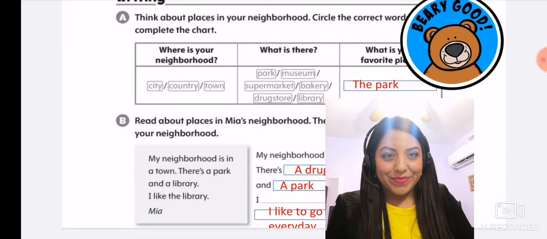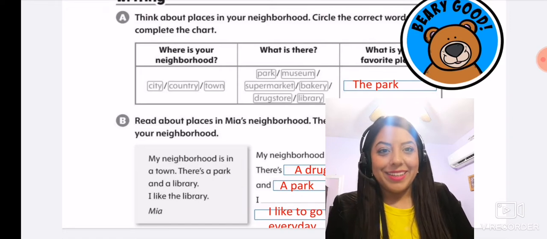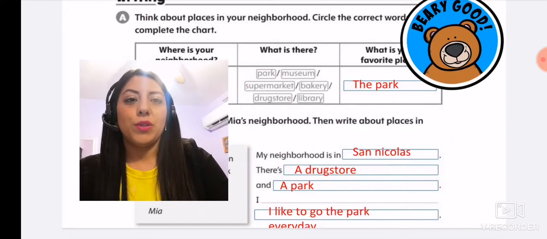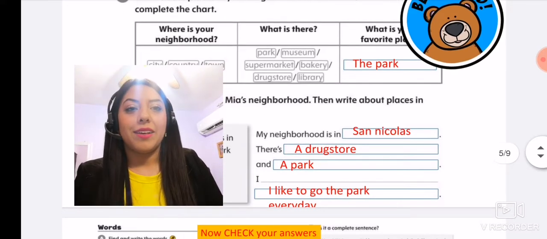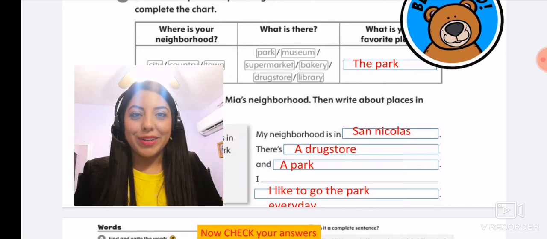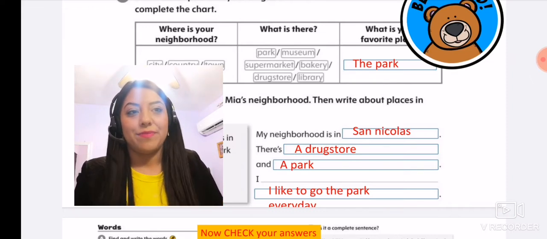Let's read together. My neighborhood is in a town. There's a park and a library. I like the library. Mia. So you can write something like, my neighborhood is in San Nicolas. There's a drugstore and a park. And I like to go to the park every day.